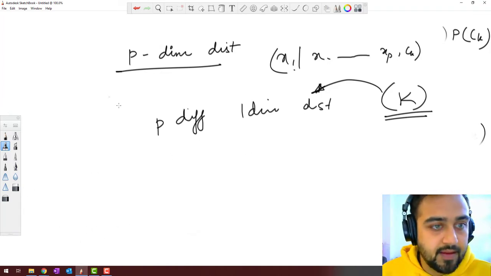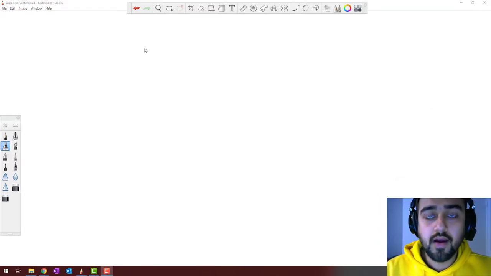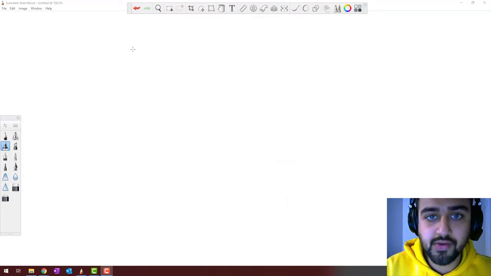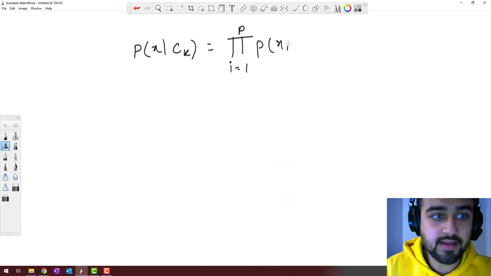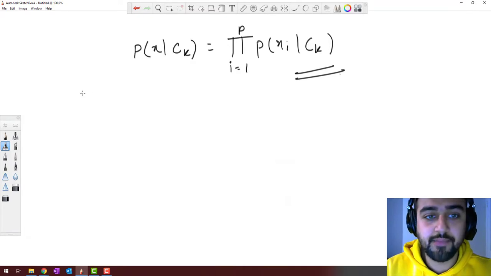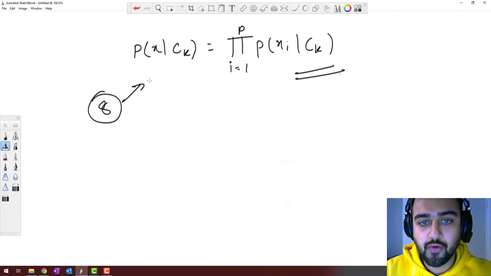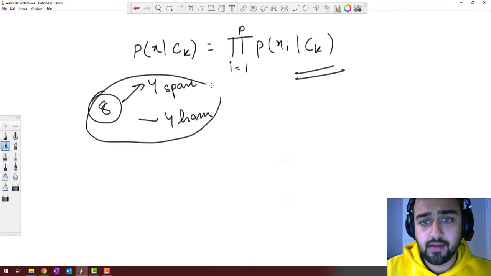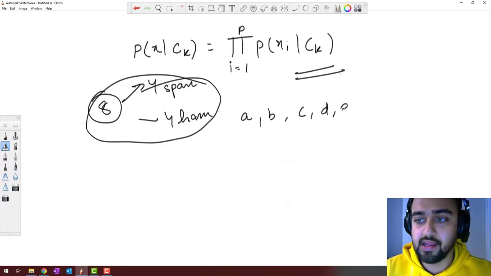Now that brings us to spam, ham, and multivariate and multinomial. Now we have seen naive Bayes allows us to write p(x given ck) as the product of p(xi given ck). Right? Now let's take an example of spam and ham emails. So let's take 8 emails, out of which 4 are spam and 4 are ham. Right? These are made up of words which are represented by A, B, C, D, and E.